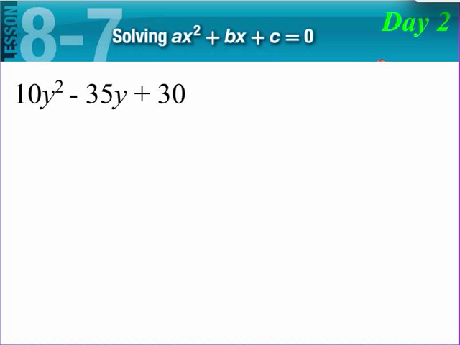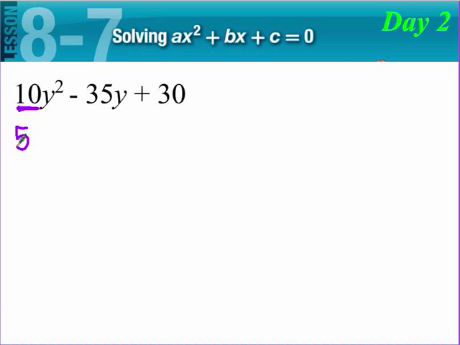Even when my first term wasn't 1. Okay, do you remember the very first step that I need to do whenever I factor? See what's in common. What's in common? So let's look, 10, 35, and 30. What's in common with 10, 35, and 30? 5. So let's factor out a 5.